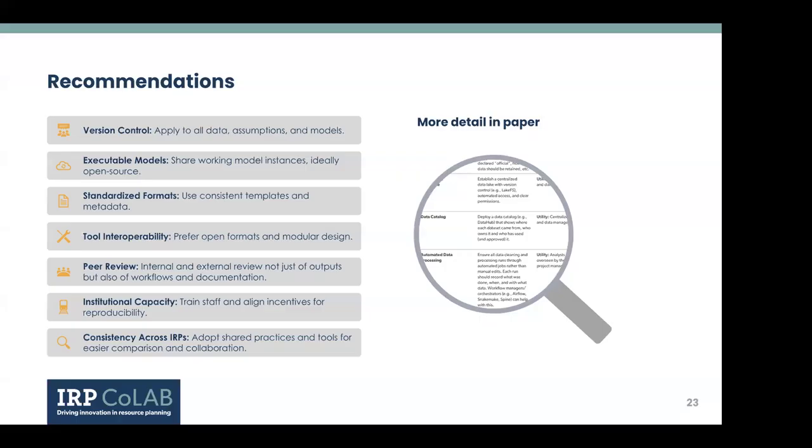Standardized formats speaks for itself. Use consistent templates and also use consistent metadata and record the metadata, which is often missing in processes.